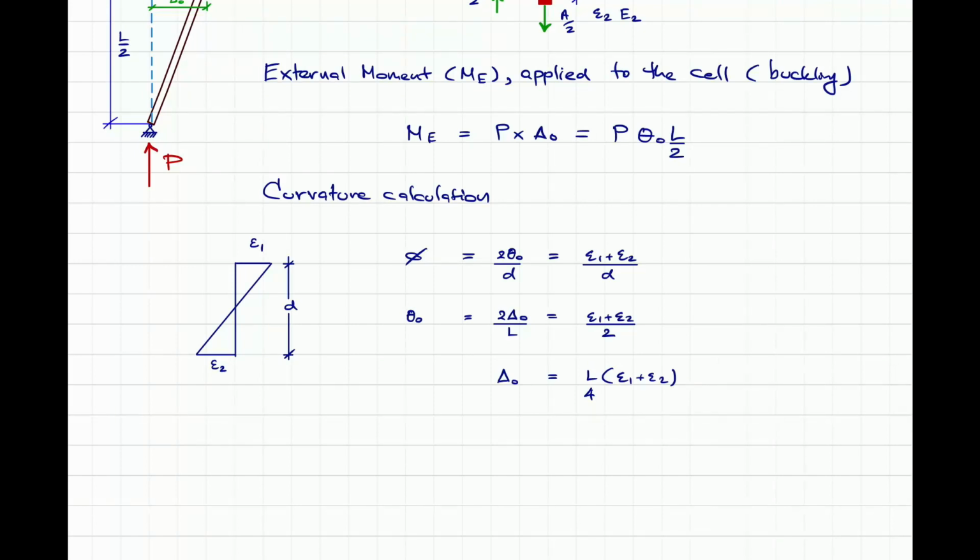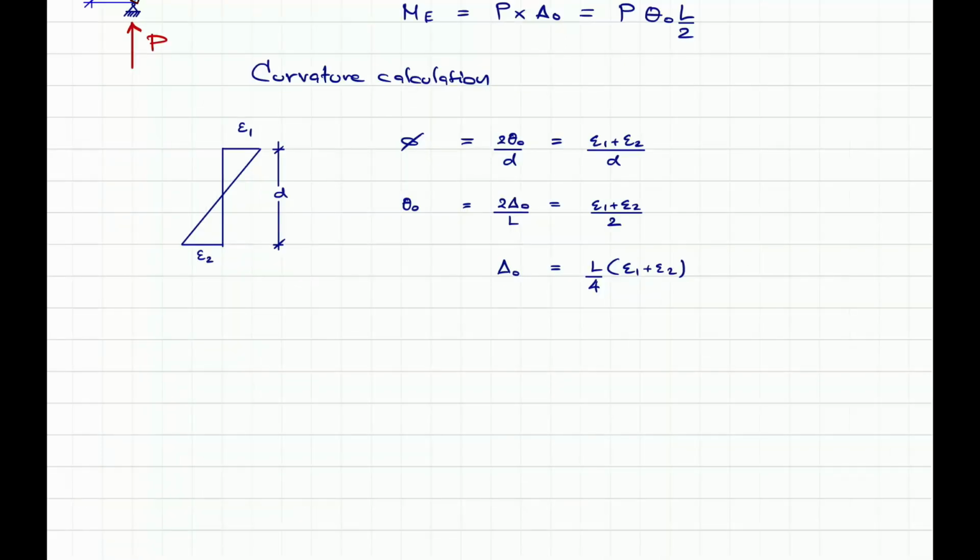And we know that P1 is equal to area E1 epsilon 1, and P2 is equal to area E2 epsilon 2.